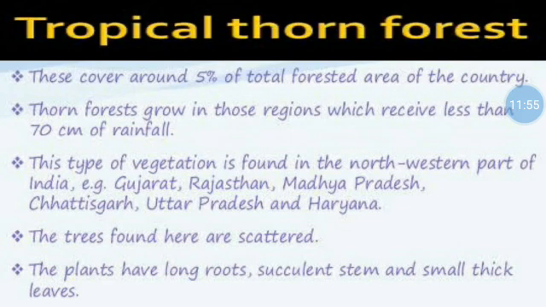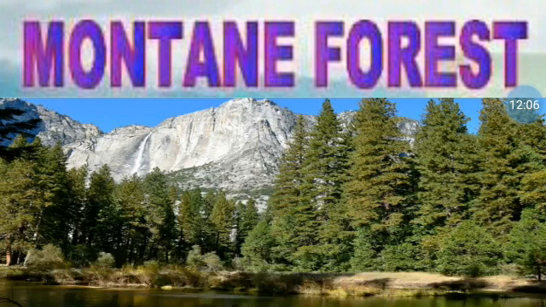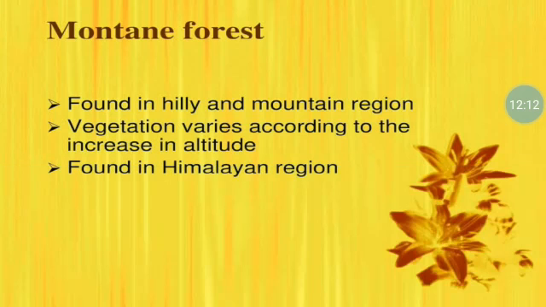The trees found here are scattered. The plants have long roots to store water deep inside the ground. Mountain forest. The last forest is mountain forest. The main features of mountain forest: vegetation varies according to the increase in altitude, that is, according to the increase in height. Mountain forests are mostly found in hilly and mountain regions, that is, in the Himalayan region.